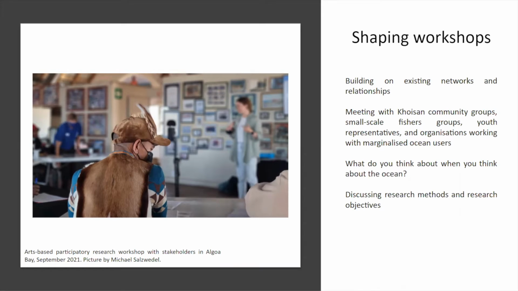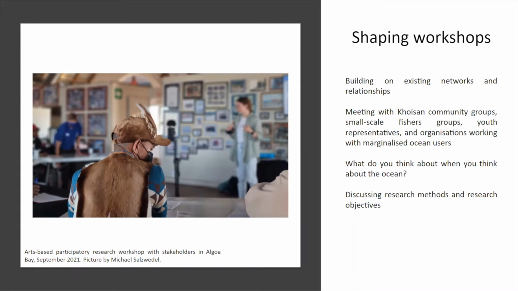So once we got a sense of the project, and we started talking to people across the Bay, we built on existing networks and relationships that were already built, because people have established those for years. But what was important, that we had workshops where we could shape and mold the research process and the questions together and the objectives. So we met with Khoisan community groups, with small-scale fishers, with marine educators and youth groups, with representatives and organizations working with, for example, women within the fishing industry and other ocean users who felt that they have been marginalized and excluded from marine decision-making thus far.